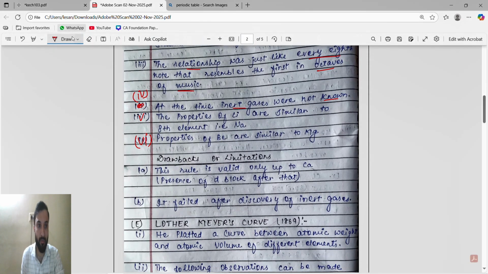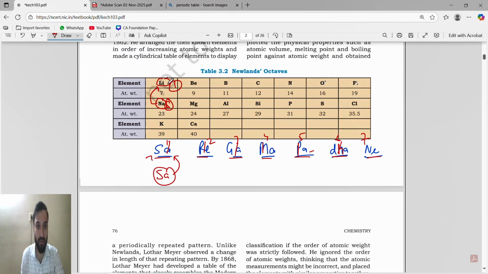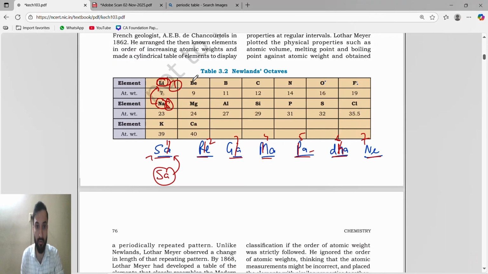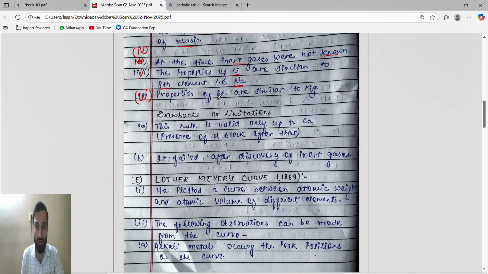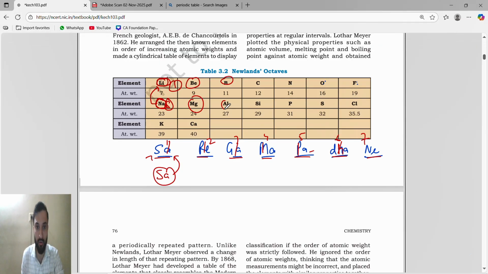Every eighth note. At the time inert gases were not known. So see the properties of lithium are similar to the 8th element, that is sodium. Properties of beryllium are similar to magnesium. Boron is like aluminium, carbon like silicon, nitrogen like phosphorus, oxygen like sulfur, fluorine like chlorine. Again, sodium with potassium, magnesium with calcium, right.